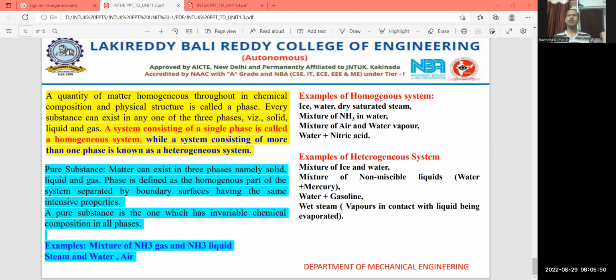Examples for a homogeneous system are ice, water, dry saturated steam, a mixture of ammonia in water, and water plus nitric acid.